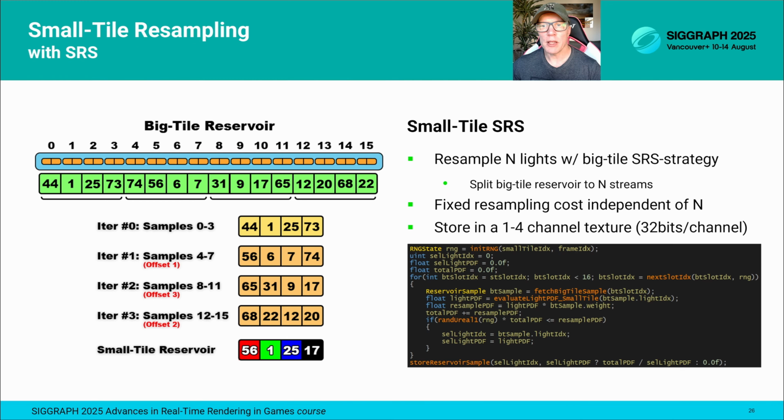We iterate through the big tile reservoir samples for the slot as described. For each iteration, we evaluate the light PDF and calculate the resampling PDF that unbiases the big tile sampling bias. This resampling PDF is then used to probabilistically pick the light. Once completed, we store the light and its weight to the reservoir.